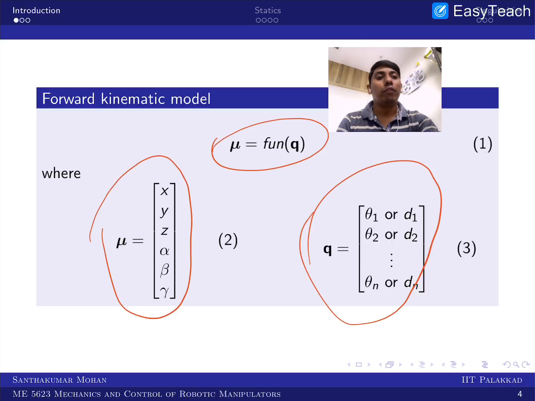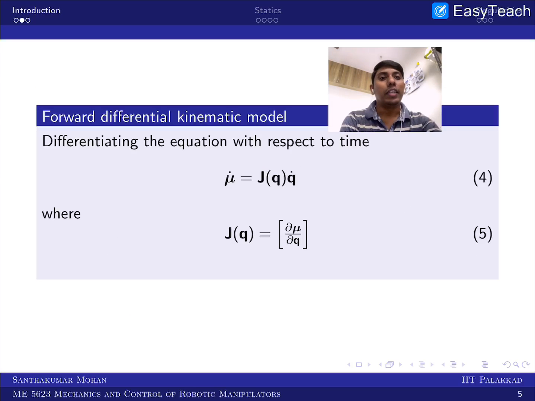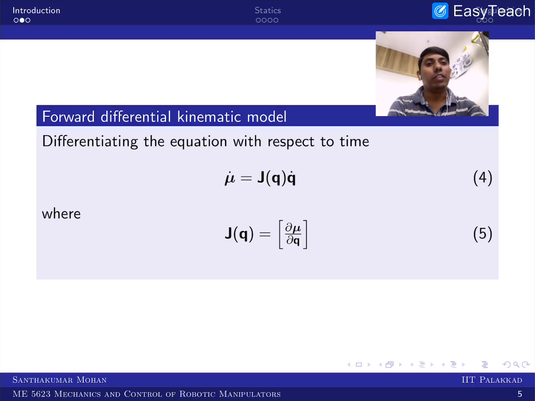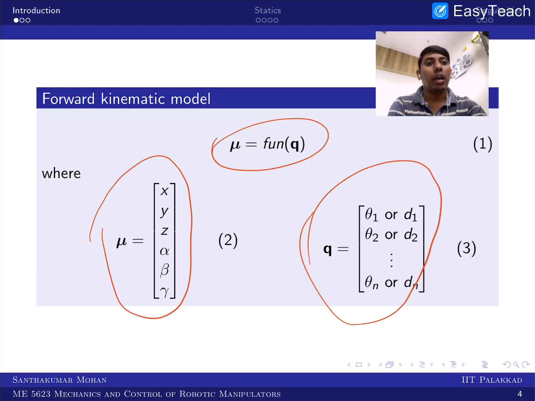If you take the inverse of the function, that is going to be the inverse kinematic model. But what we know further is the forward differential kinematic model, where you take the function you have and differentiate it with respect to time. Then mu dot will be the partial derivative of the function of q with respect to q, times q dot.